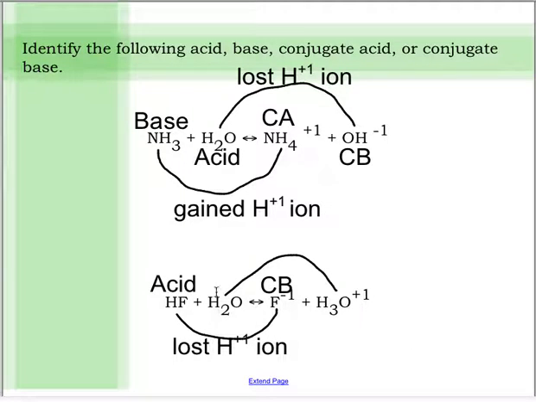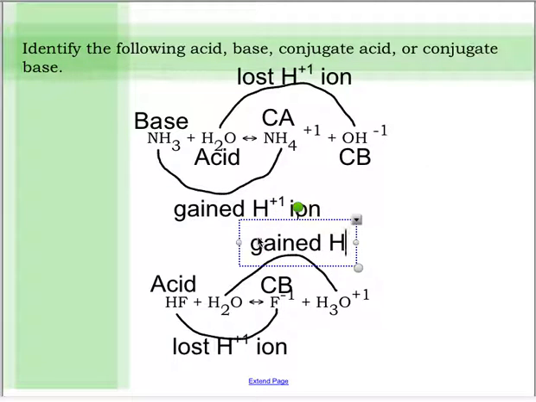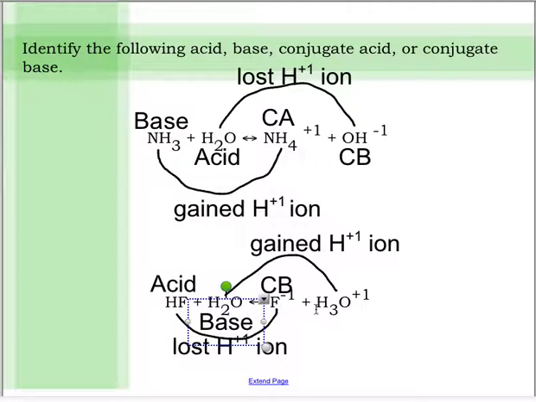And then if you look from water to H3O plus, we have 2 hydrogens and now we have 3. So what that means is that we gained an H plus 1 ion. And what that means is that water is the base and H3O plus is the conjugate acid. So what you want to realize is that you're switching roles from one thing to the other, and keep in mind that one thing has to be a base and one thing has to be an acid.